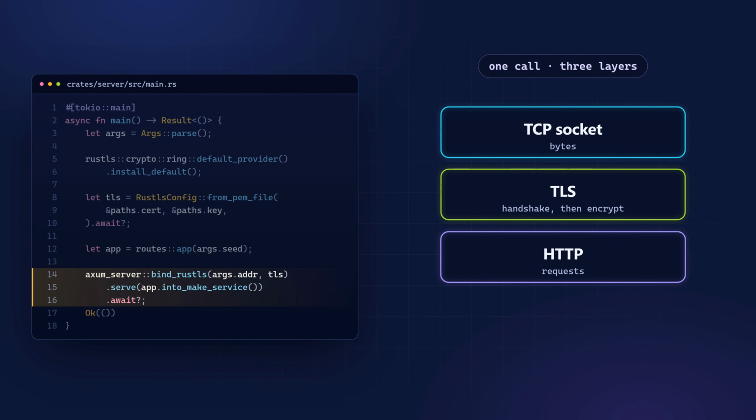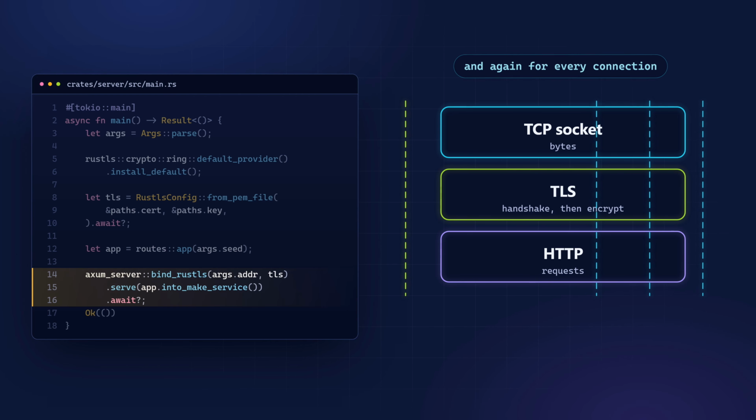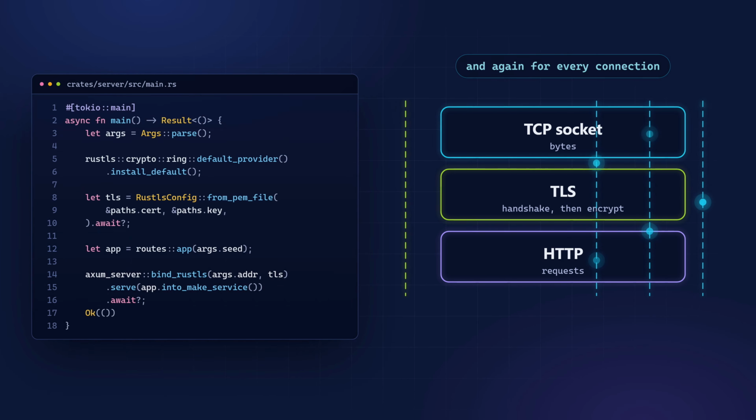Then bind Rustls. It securely wraps the socket, the handshake and HTTP traffic together nicely. Every connection negotiates encryption before the router sees a single byte. It does this concurrently for every request, and this is the server.